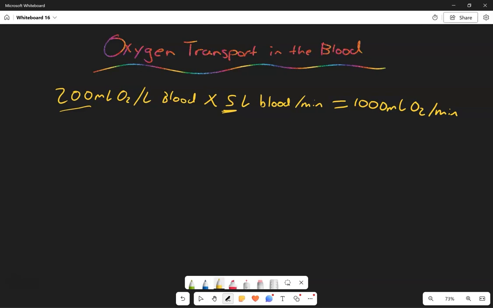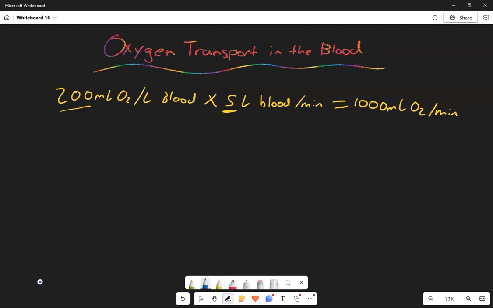Now, we said earlier that oxygen was not very soluble. So how much oxygen is dissolved in the blood plasma is actually very low. It's only about 3 milliliters per liter of blood, and that's not a whole lot. Most of the oxygen that's transported in the blood is transported attached to a molecule known as hemoglobin.